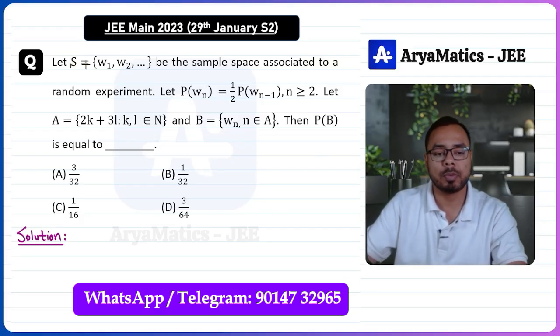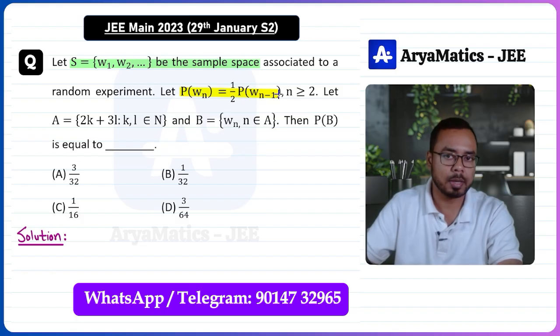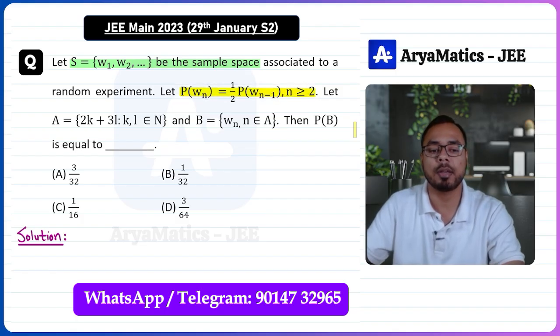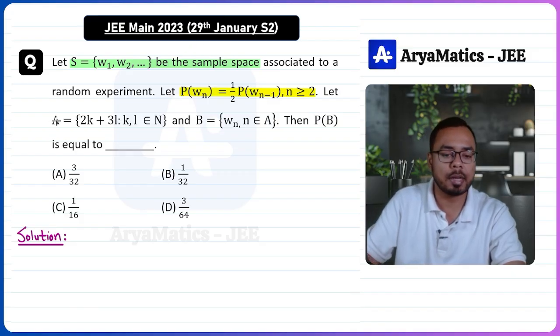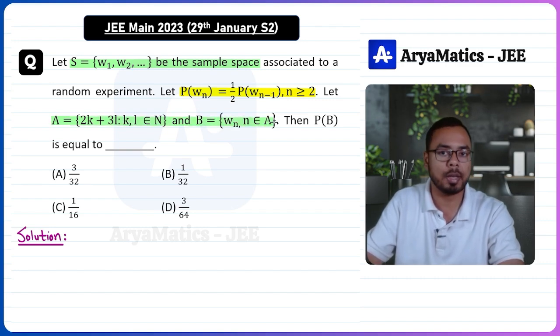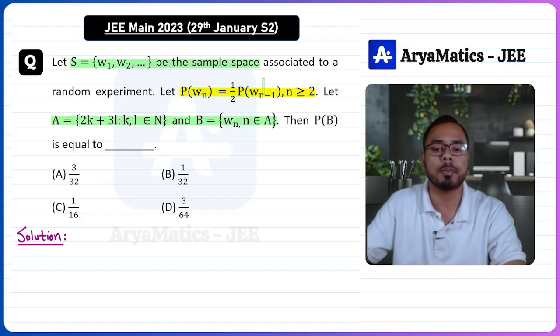Let S equal to {omega 1, omega 2, up to infinity}. This is a sample space associated with a random experiment. Probability of omega n is half of probability of omega n minus 1, where n is greater than or equal to 2. A is the set containing all the elements of the form 2k plus 3l, where k and l are natural numbers. B is the set containing omega n, where n belongs to A. Then we have to find the probability of this event B.